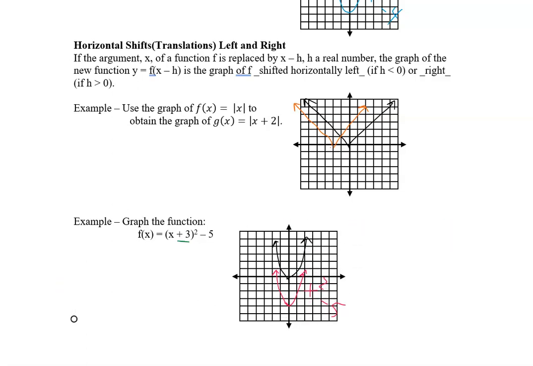Okay, so now we're ready to shift it to the left 3 units. So we're going to shift 1, 2, 3 units to the left. And again, we're going to keep the same basic shape. We're just going to shift it a little to the left, or 3 units to the left. And so now we have the graph of (x plus 3) squared minus 5.